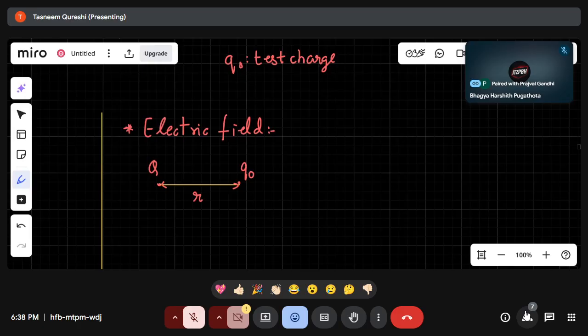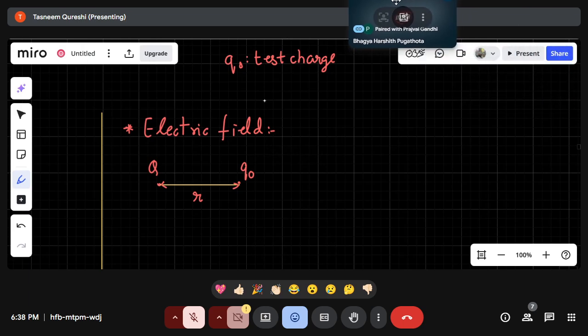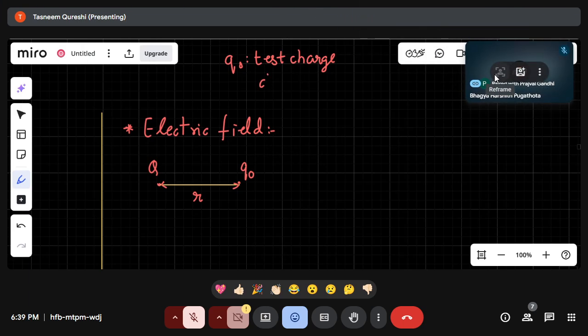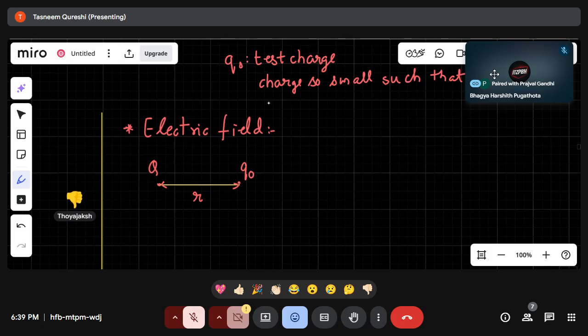So this q naught is the test charge, and its value is so small that it will not attract the capital Q, neither can it repel the capital Q. So we can just write about test charge. Charge so small in magnitude such that it cannot exert forces on other charges. So this is about your test charge. If you want, you can write it somewhere in your book.